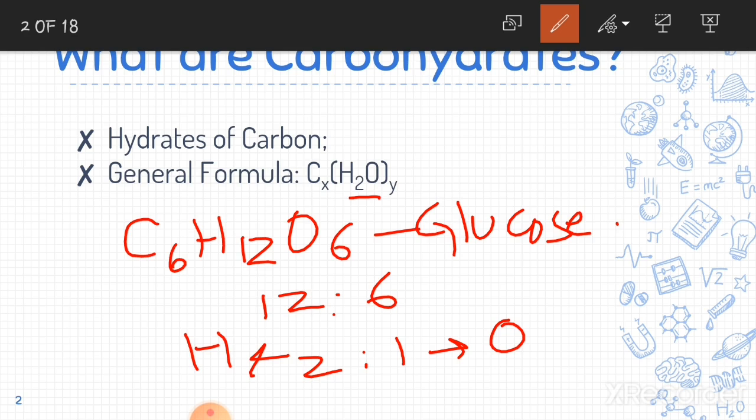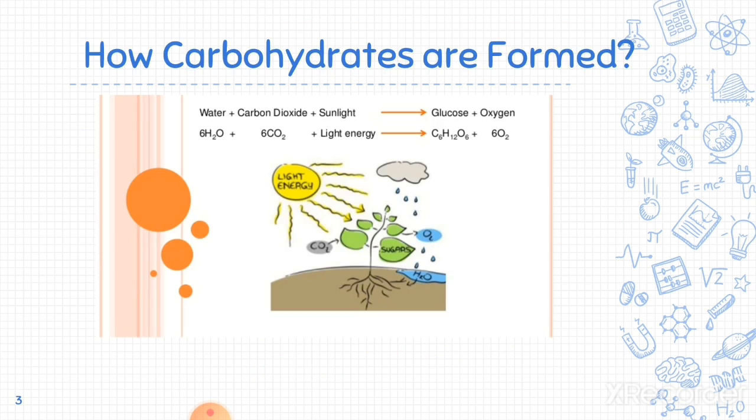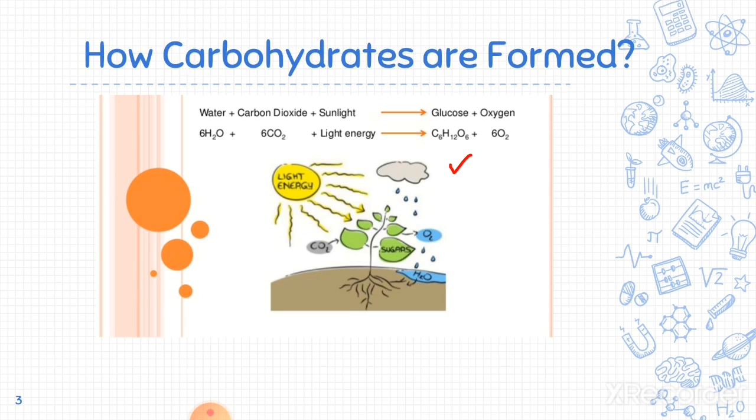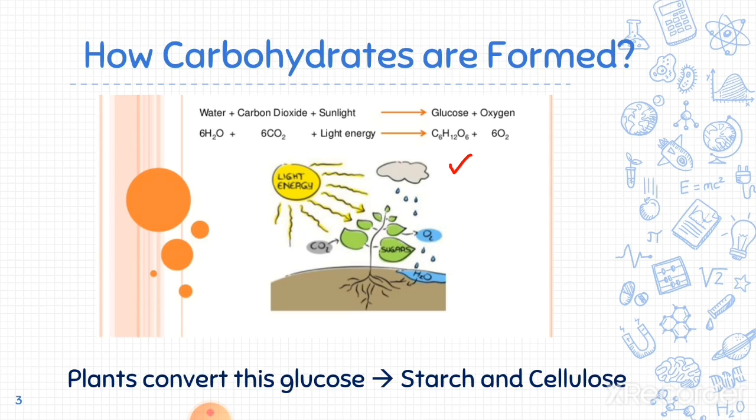in the water molecule. Plants in the presence of sunlight convert carbon dioxide and water into glucose and oxygen. So this means that during the process of photosynthesis we are actually forming a carbohydrate. Glucose is a carbohydrate. Now this glucose is then converted into other forms of carbohydrates by the plants. Plants usually convert this glucose into starch and cellulose.